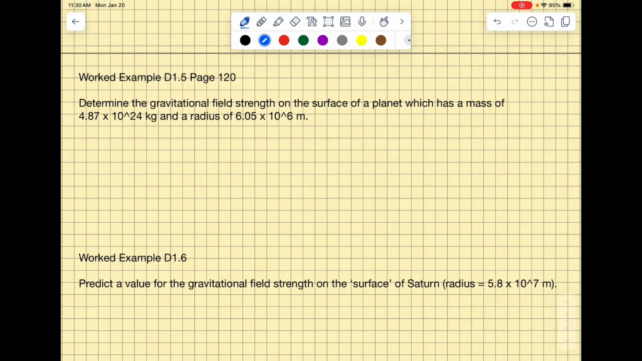Worked example D1.5, page 120. Determine the gravitational field strength on the surface of a planet which has a mass of 4.87 times 10 to the 24 kilograms and a radius of 6.05 times 10 to the 6 meters.